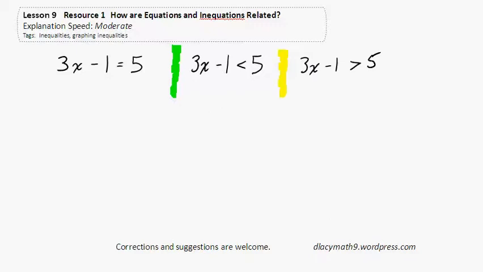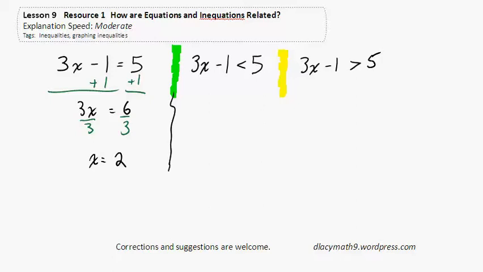And here's a different one. 3x minus 1 is greater than 5. So how these are related will be shown when we graph them. Let me work through. I will solve the equation by adding 1 to both sides, and that will get me to 3x is equal to 6. Dividing both sides by 3 gets me the answer. The answer, x is equal to 2.